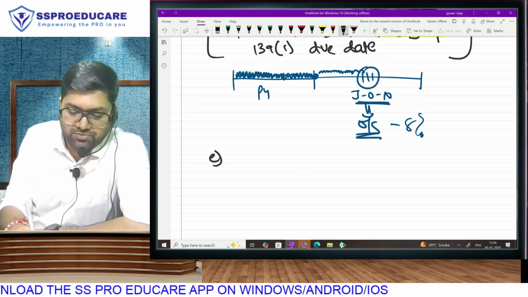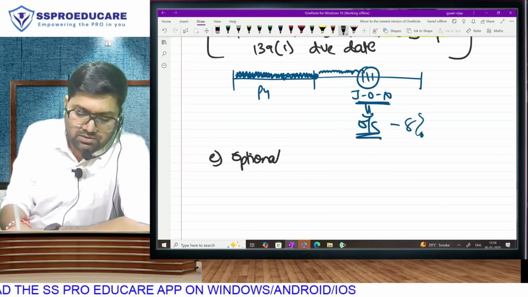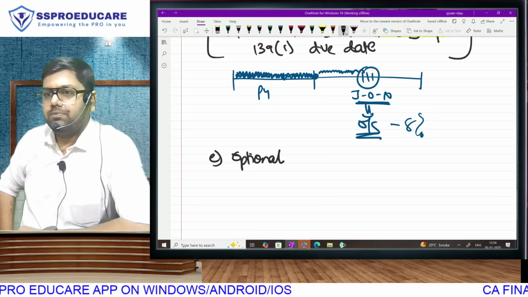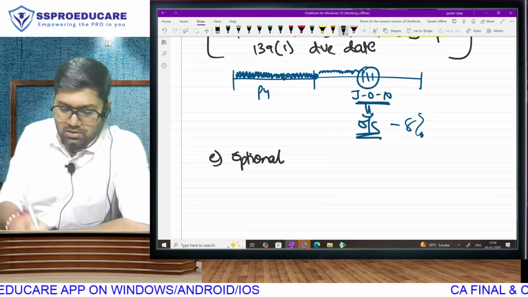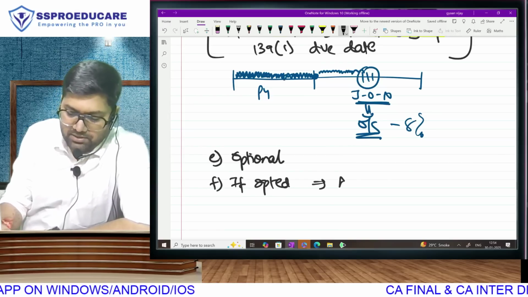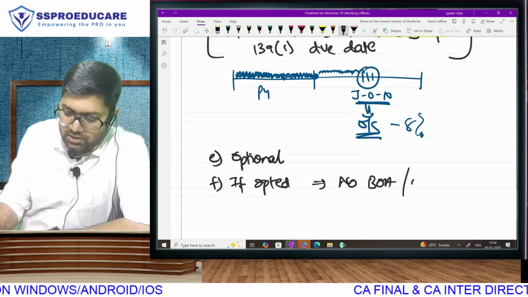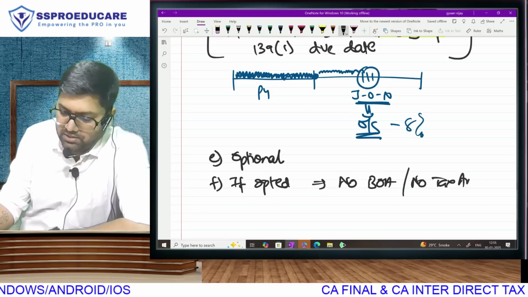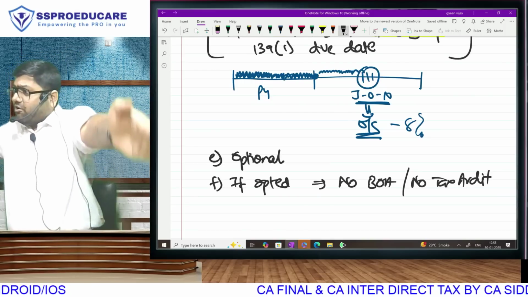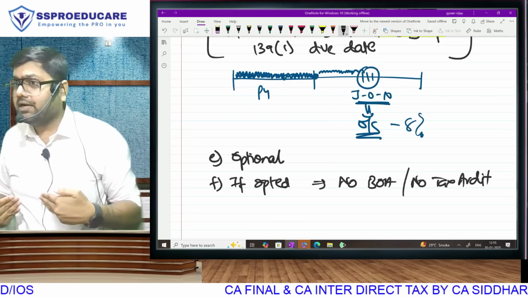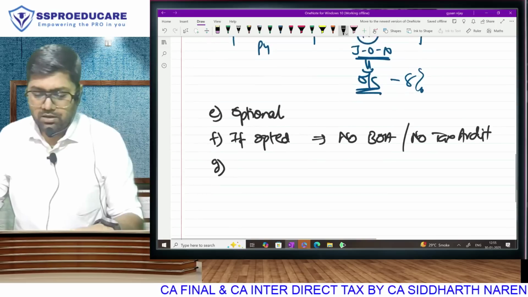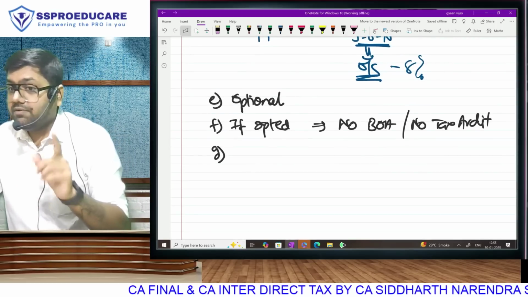And the following points to be noted. Presumptive is optional, correct? Presumptive is not compulsory. If opted, then obviously there will be no books of accounts and obviously there will be no tax audit, because if you opt for presumptive and you don't have books of accounts, what is the auditor going to audit? You understand? No books of accounts, no audit. Next, we are doing general conditions. Everyone is with me?